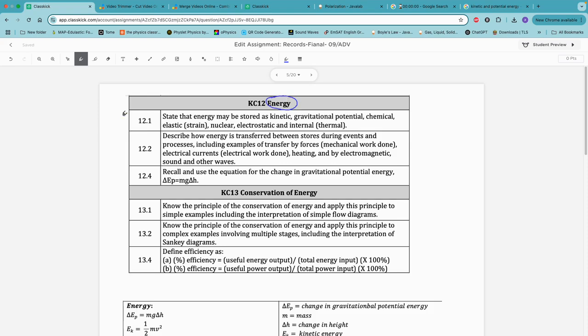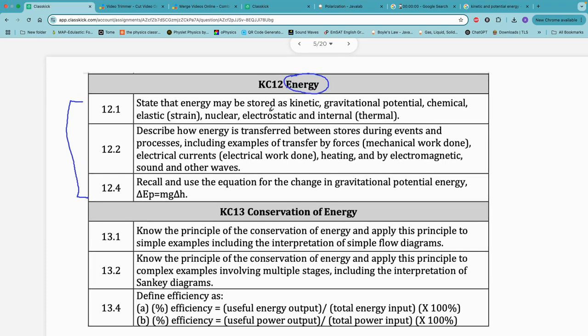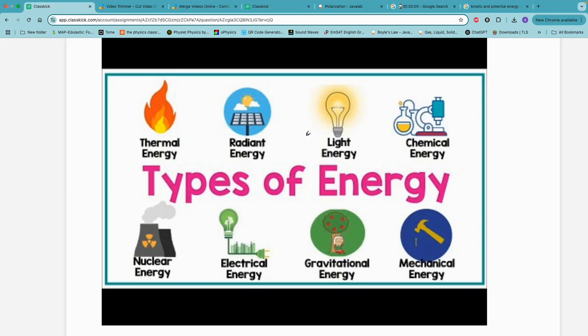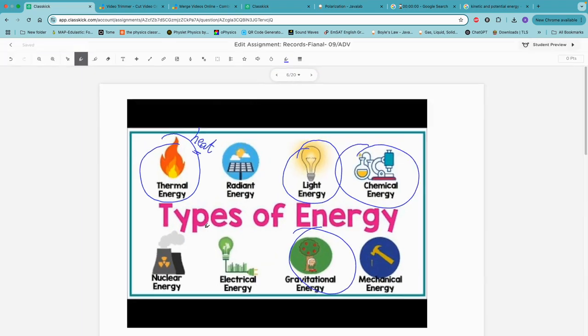Here these are the only KPIs we need to focus on. First of all, you need to understand, I'll just remind you, what types of energy do we have. We can consider that we have several types of energy. One of them is thermal energy, which represents heat energy. We have light energy, chemical energy, gravitational potential energy, and nuclear energy.